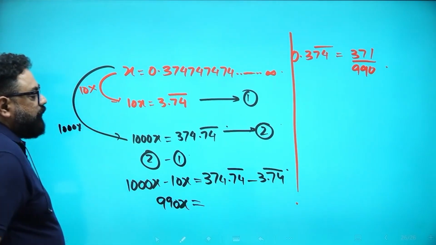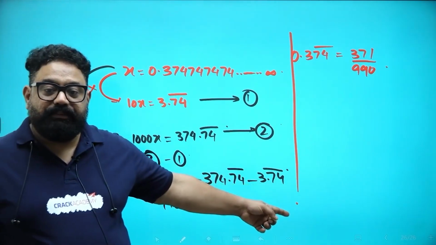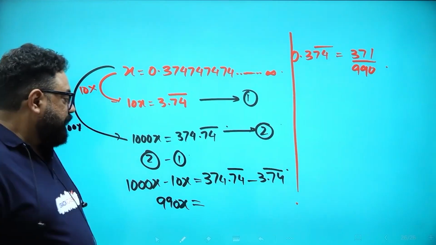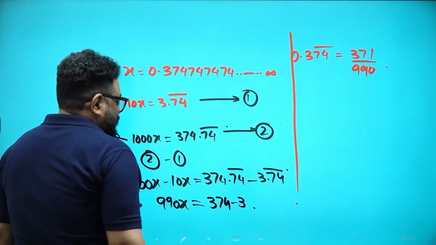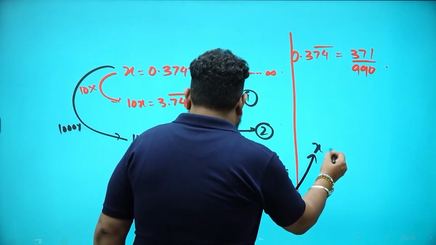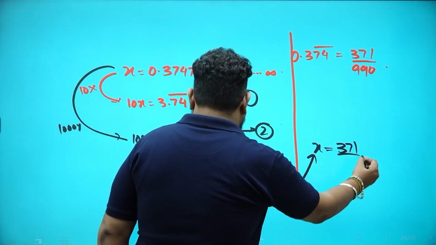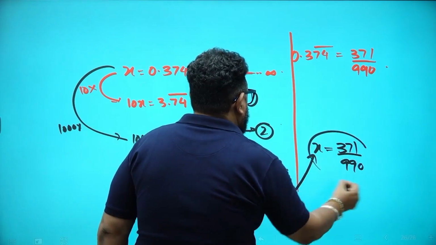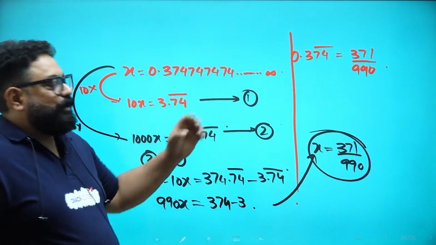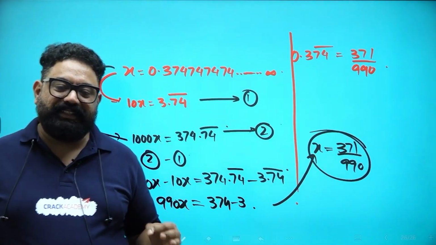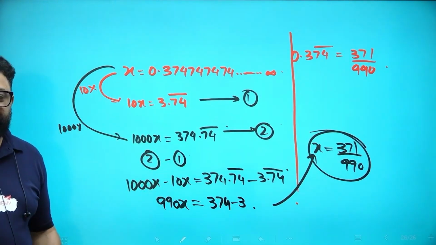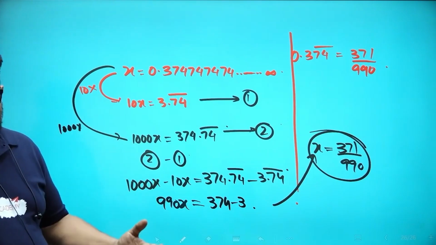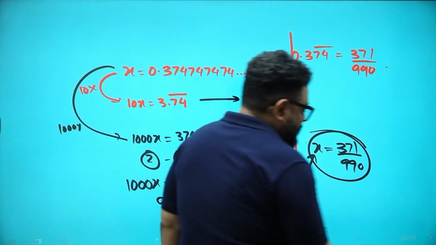Now this 0.74 bar cancels out on both sides. It comes out to be 374 minus 3, which means x would come out to be 371 upon 990. See, the same thing comes. So the trick has evolved from this logic. This is pure algebraic logic. Sir, one more time, right?